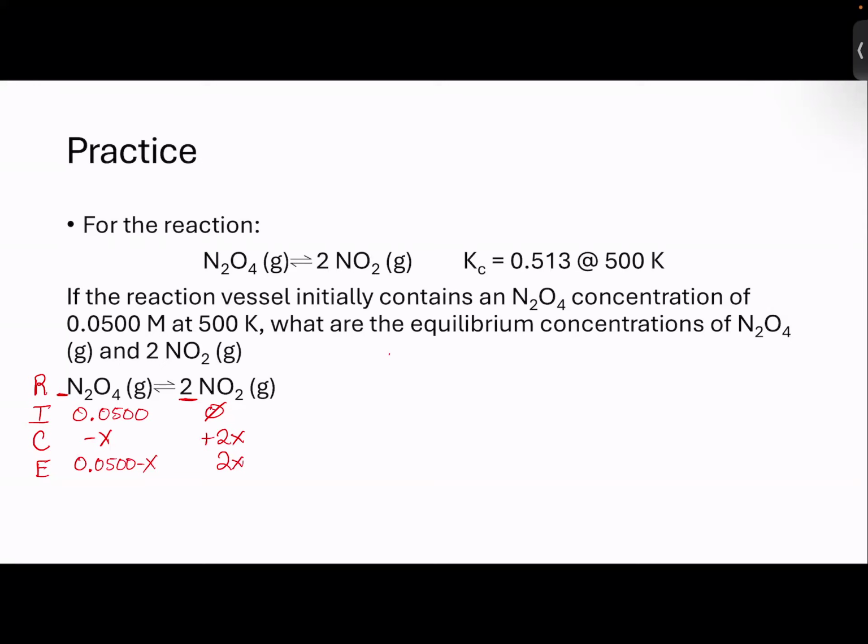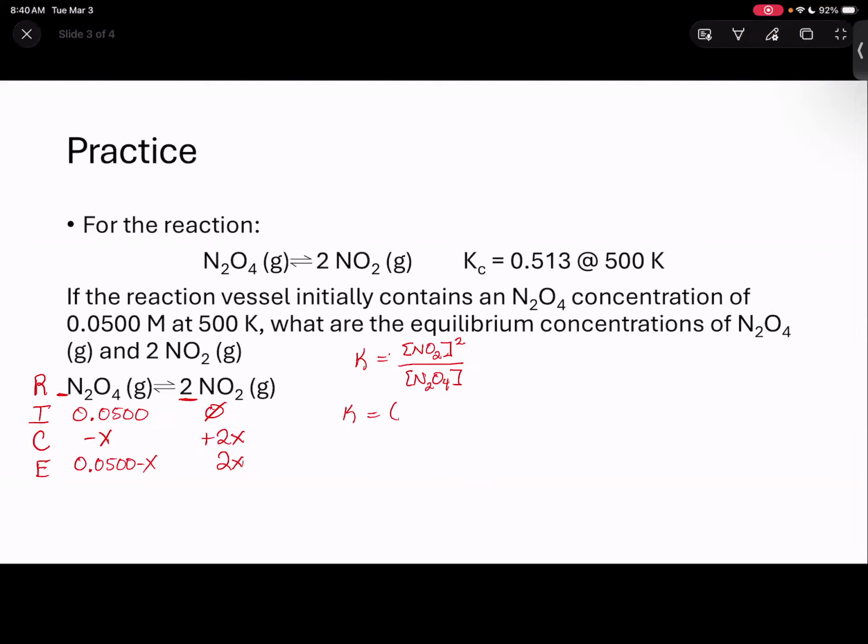Now, we develop our equilibrium expression. The equilibrium expression is the nitrogen dioxide squared divided by dinitrogen tetraoxide. We're going to plug in our concentrations that we determined at equilibrium. So the nitrogen dioxide we said was 2x, and that is squared, divided by the dinitrogen tetraoxide, which we said was 0.0500 minus x. We also can plug in our equilibrium constant, which is 0.513, is equal to 2x squared over 0.0500 minus x.